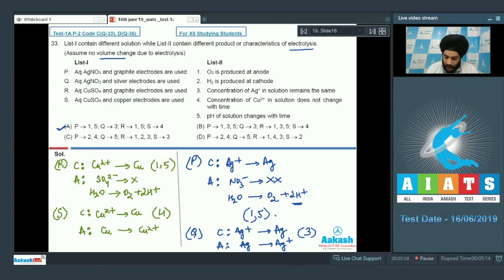P will be matched with 1, 5. Q will be matched with 3. R will be matched with 1, 5. And S will be matched with 4, which is given in the A option as we had seen before. So for question number 33, the answer which has to be marked is option A. Let us look at the next question now.